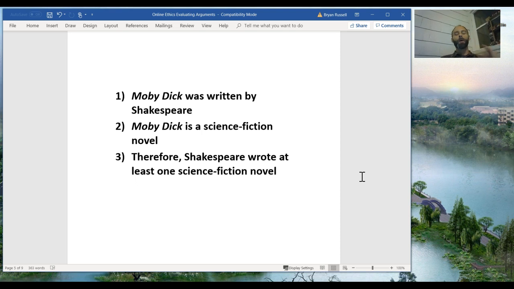In any event, both of these premises are false. Moby Dick was not written by Shakespeare. It's not a science fiction novel. So while this passed the proper form test, it fails the true premise test, so it doesn't provide us good reason to believe the conclusion. One thing to note here, even if just one of the premises were false, it would fail the true premises test.